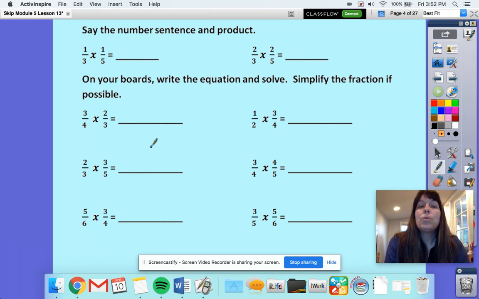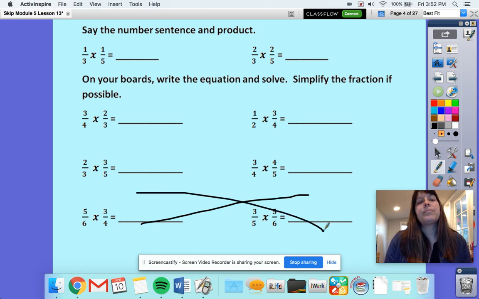So on your board, so on your piece of paper, write the equation and solve. So we won't do all of them. So how about let's do these four. Okay, so for the first one, I'll give you a little time. And if you remember, when we're multiplying by fractions, you multiply the numerators together, and then you multiply the denominators together.